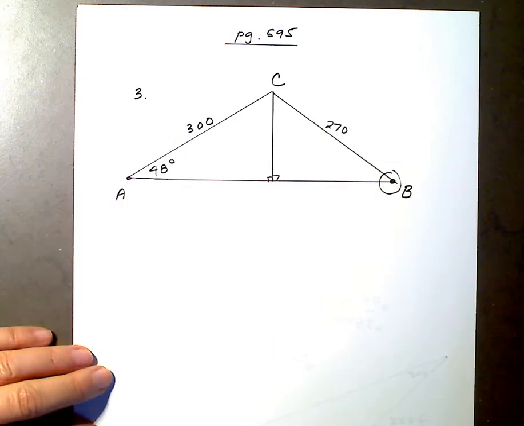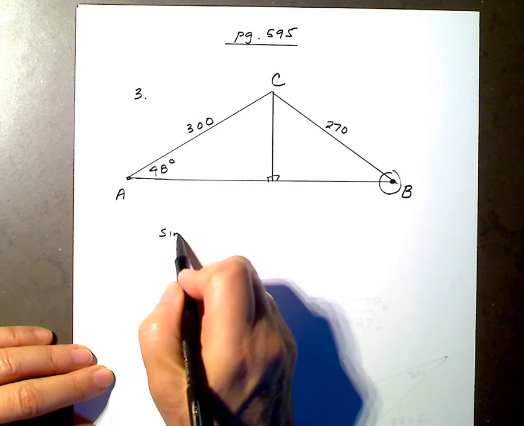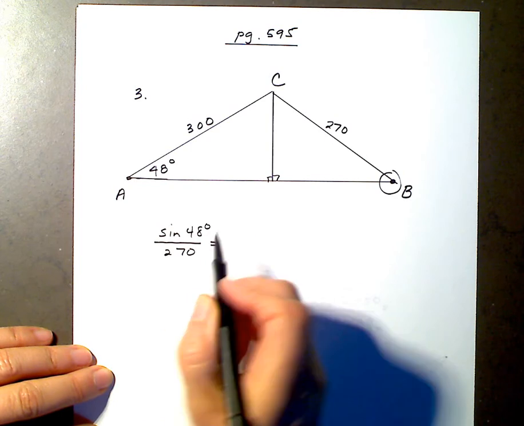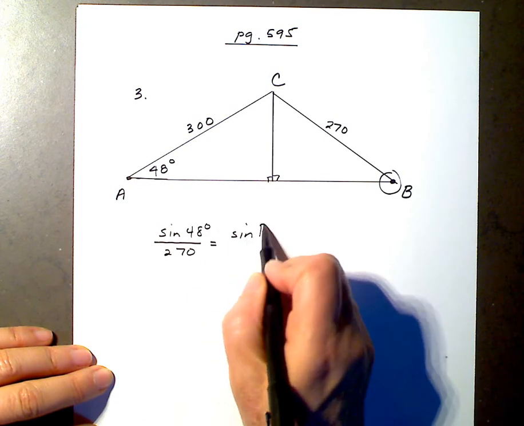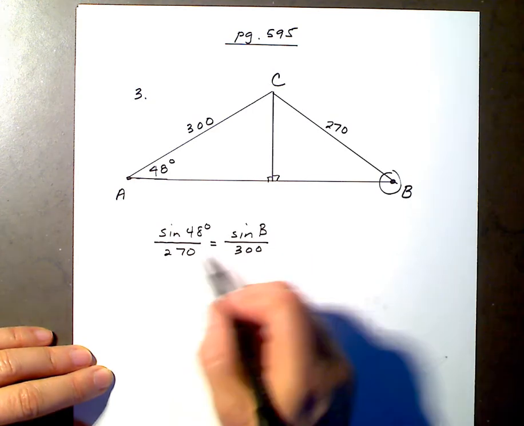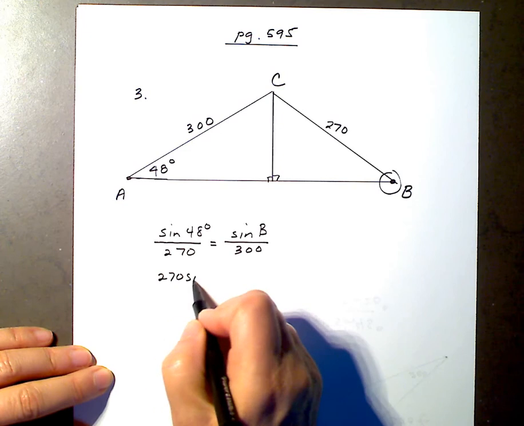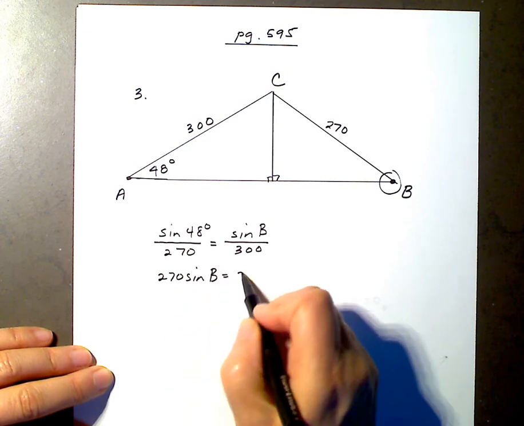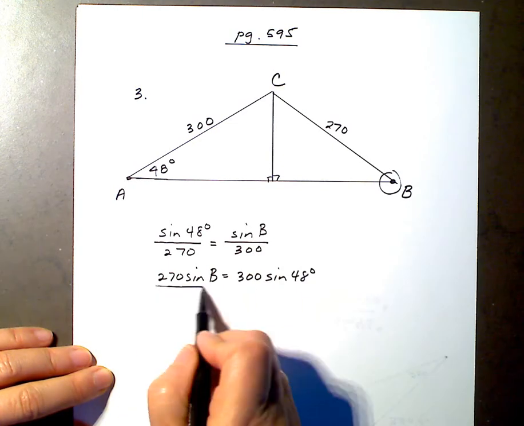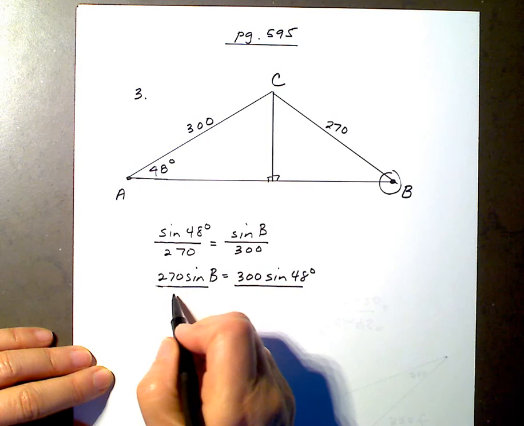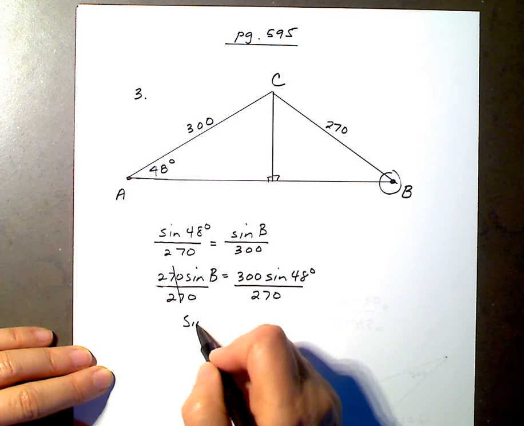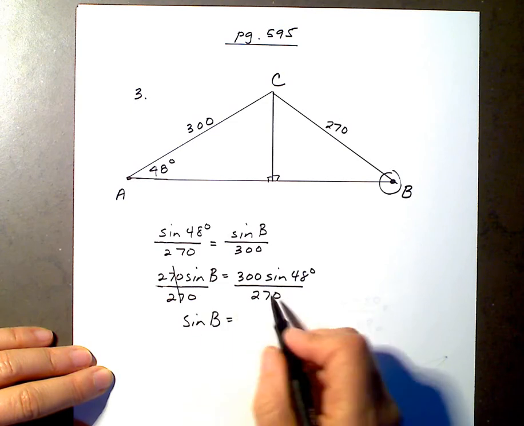So I'll use that. I'll say the sine of 48 degrees is to 270 as the sine of angle B is to the length of 300. So cross multiplying, 270 times the sine of angle B is equal to 300 times the sine of 48 degrees. And then we'll divide out the 270 on both sides. So the sine of angle B is equal to this ratio.